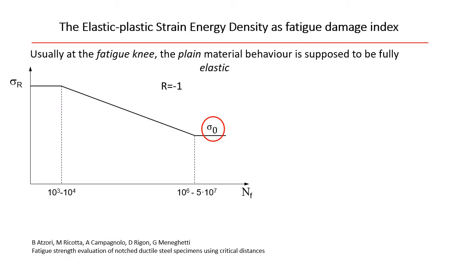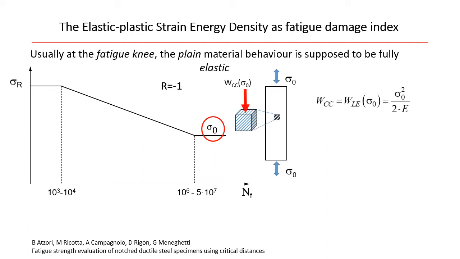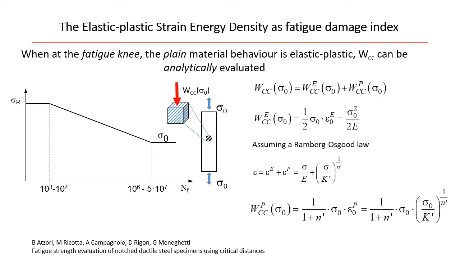Usually, at the fatigue knee, the plain material behavior is supposed to be fully elastic, and therefore, at the fatigue limit, the elastic plastic strain energy density is equal to the linear elastic strain energy density. But when at the fatigue knee the plain material behavior is elastic plastic, the elastic plastic strain energy density can be analytically evaluated simply by adding the elastic component and the plastic component of the strain energy density. And therefore, if we assume the Ramberg-Osgood law, the plastic component can be easily evaluated by using these equations.